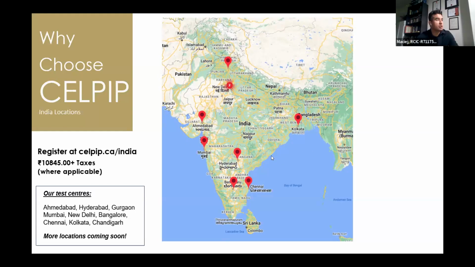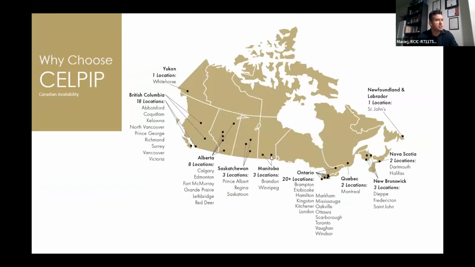Okay, good. And again, the price in Canada for this test is $280, right? Correct. It does vary a little bit depending on which country you take it in, but it's $280 plus tax in Canada. And if you're in Ontario, you have 20 plus locations. There are a lot of CELPIP centers in Ontario and in Vancouver, right? Yeah, the major cities have a lot of different test centers in different parts of the city. So it's quite easy in any of these countries to do what you need to do.